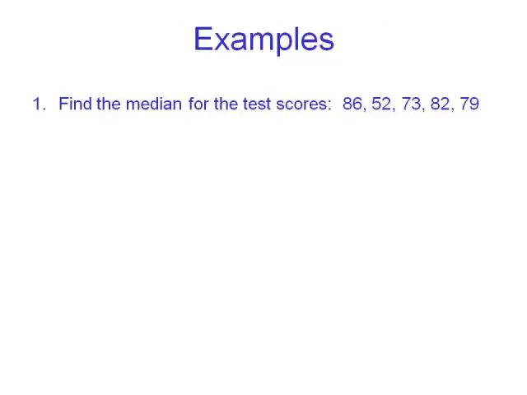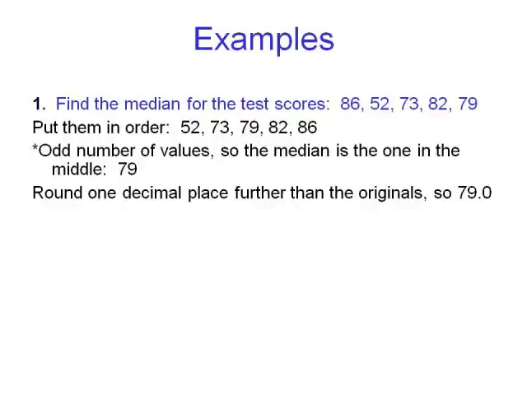In the first example, we have 5 test scores and we want to find the median. The first thing you need to do is take those test scores and put them in order, and then once you have them in numerical order, since there are 5 of them, you can find the middle, which would be the third. So you go find the one in the middle, and the median will be 79.